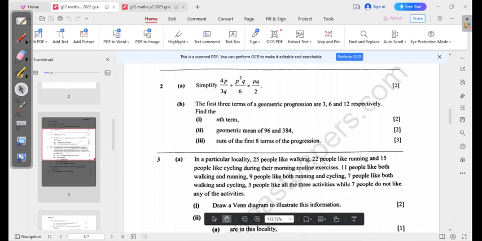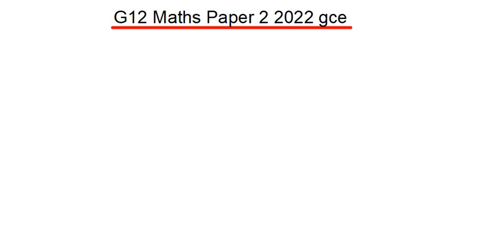For the first part, the question is asking us to simplify 4p over 3q divided by p squared by q divided by 6 multiplied by pq divided by 2. The first thing I can do in this case is simplify this part on its own, then I bring in the division.